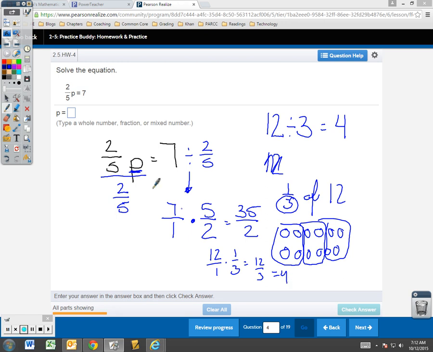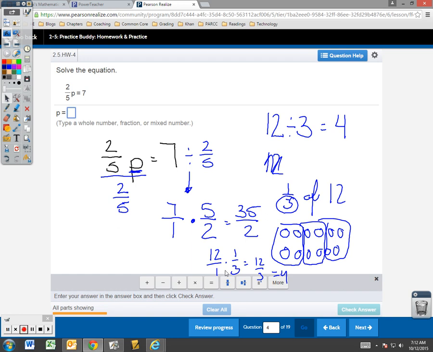All right. So getting back to our question, it says, hey, what is this? Well, we know it's 35 halves.